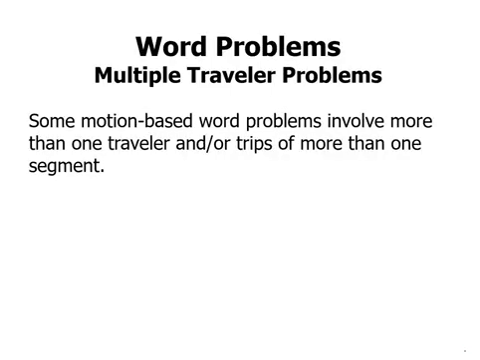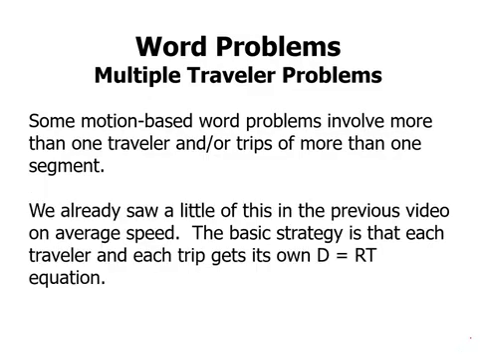Multiple travelers and multiple trips. Some motion-based problems involve more than one traveler or trips of more than one segment. We already saw a little of this in the previous video on average speed. The basic strategy is that each traveler and each trip gets its own d equals rt equation. And sometimes we have to set up multiple equations and then use the techniques that we've learned for solving two equations with two unknowns.